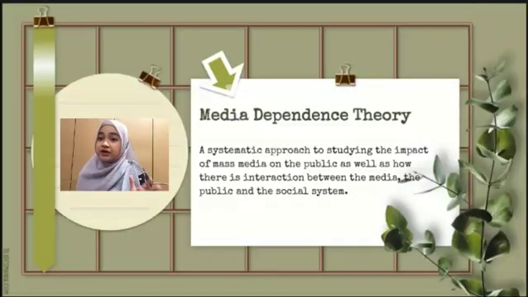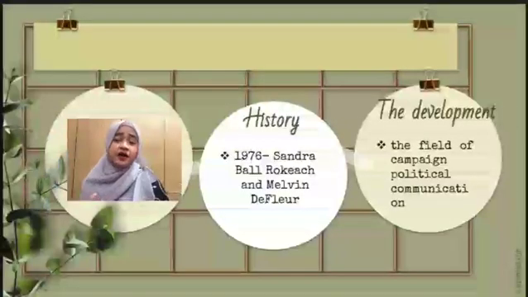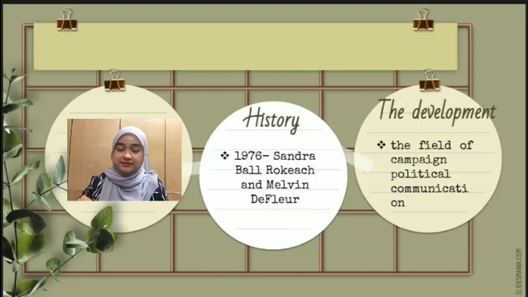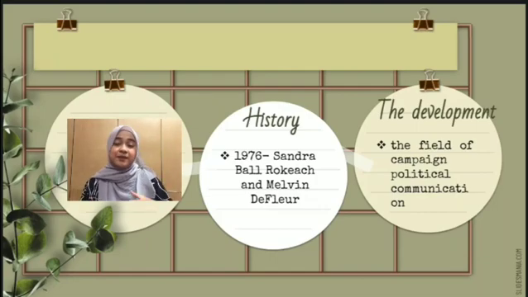For media dependence theory, it is a systematic approach to studying the impact of mass media on the public, as well as how there is interaction between the media, the public, and the social system. Sandra Ball-Rokeach and Melvin DeFleur were American communication researchers who invented this theory in 1976. With the development of media dependency theory, interdisciplinary research has been produced to a large extent.